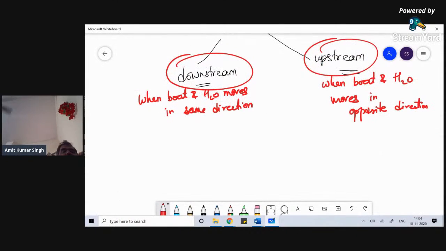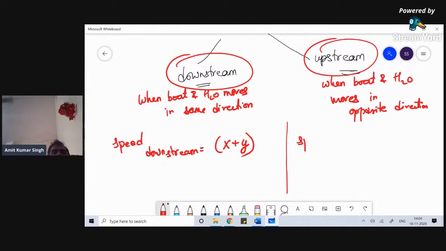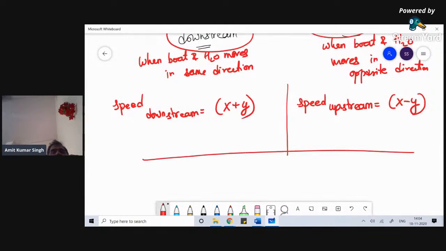Here, what is the speed in downstream? The speed in downstream would be x plus y. What is x? What is y? I'll explain. And the speed in upstream will be x minus y. We'll discuss what x is and what y is.